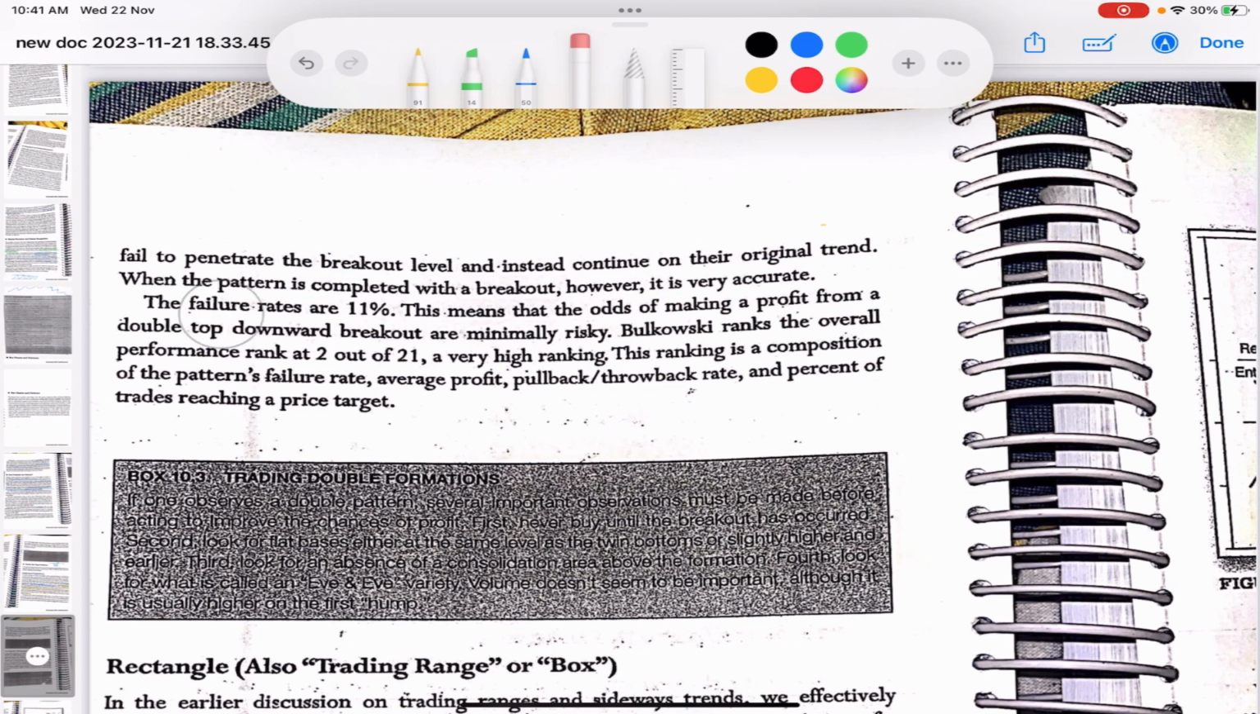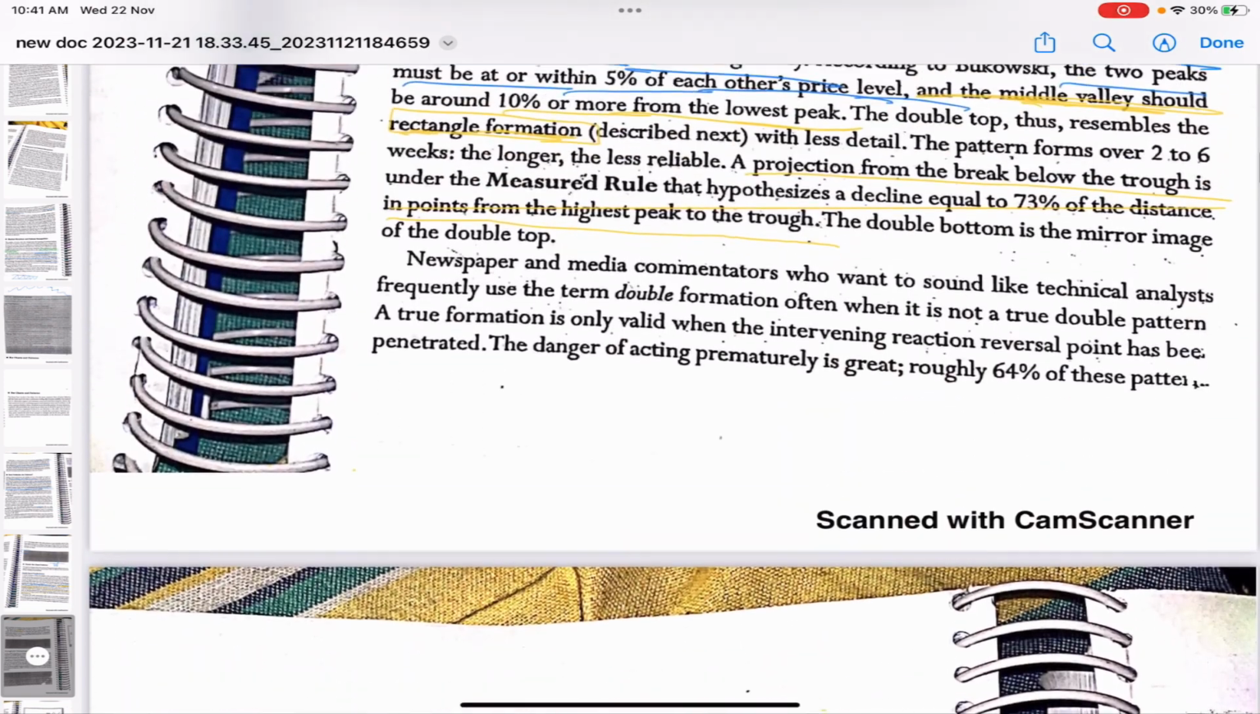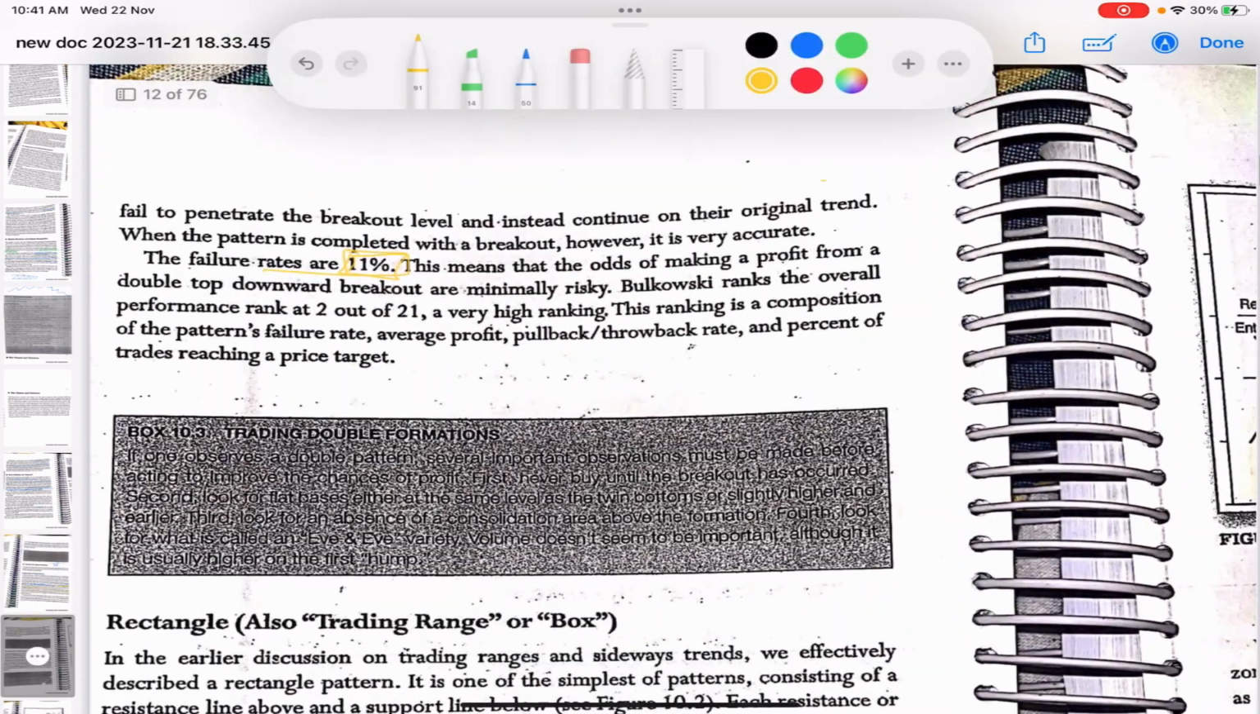All right. The failure rates are 11%. So what we just saw, which was the 64%, is when we don't get an entry because the breakout doesn't happen and the price continues to go in the original trend. So that is the 64% where you don't get an entry itself. But when you get an entry and then you hit your stop loss, the statistics of that is 11%.